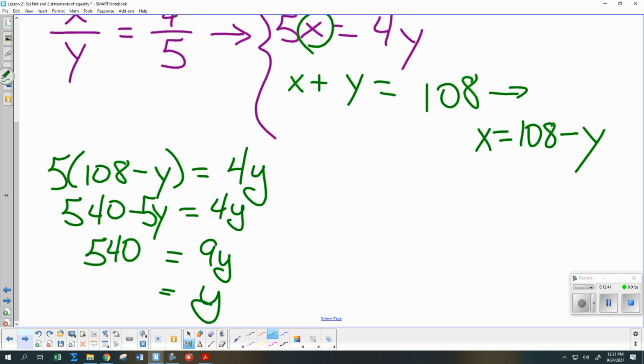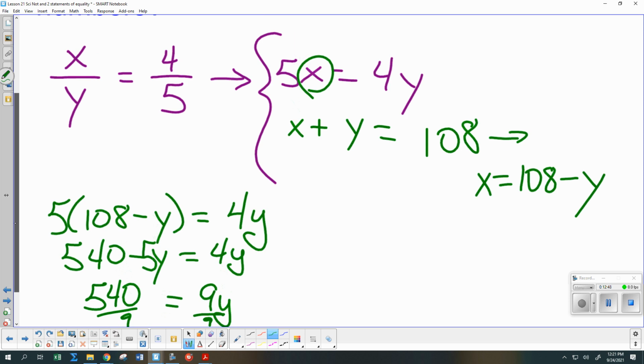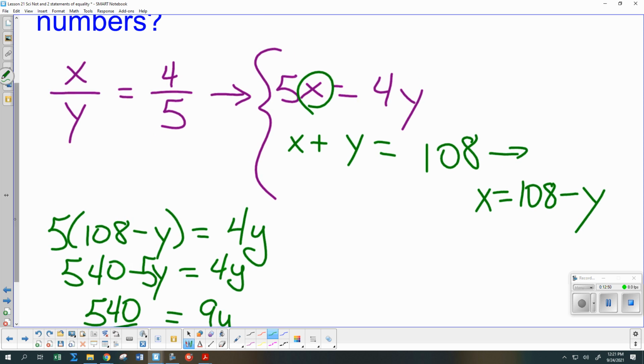And y is how much? It's going to be 60. And x is 108 minus 60. Everybody, what is that?